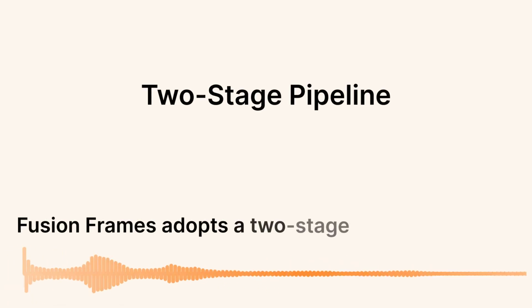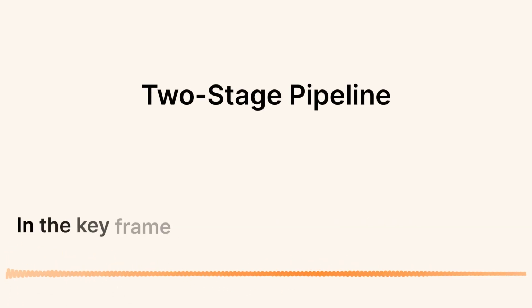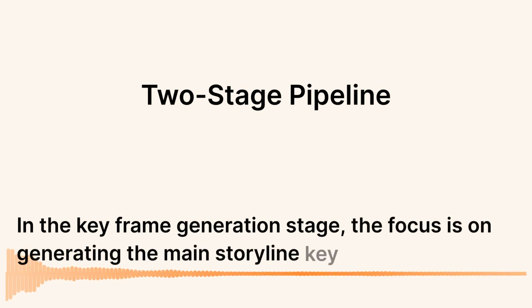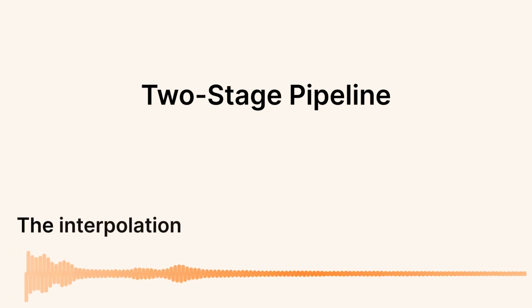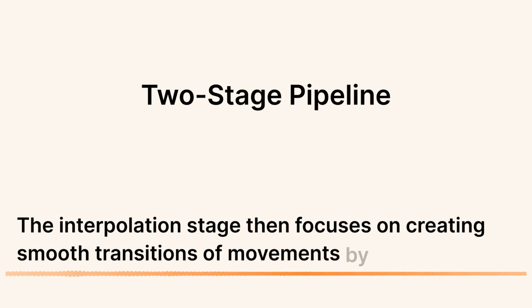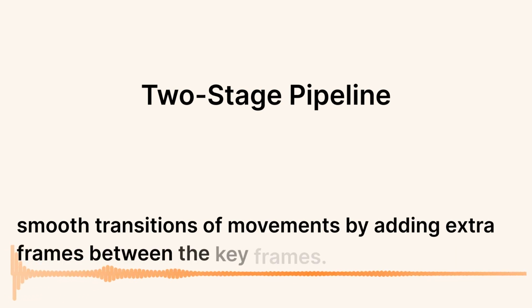FusionFrames adopts a two-stage pipeline. In the keyframe generation stage, the focus is on generating the main storyline keyframes. The interpolation stage then focuses on creating smooth transitions of movements by adding extra frames between the keyframes.